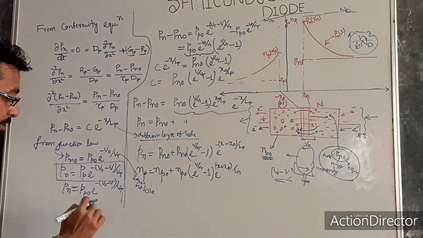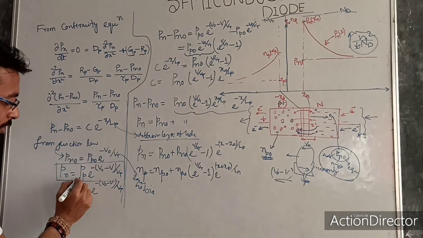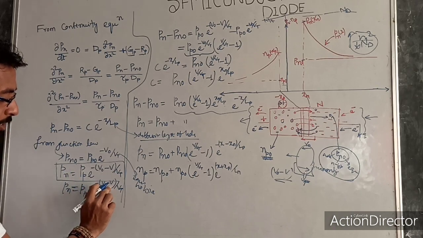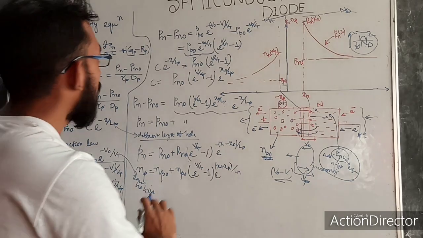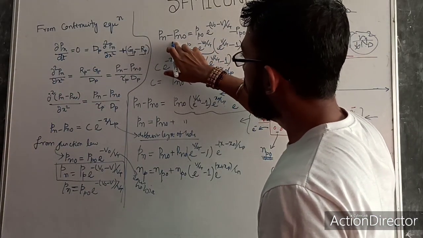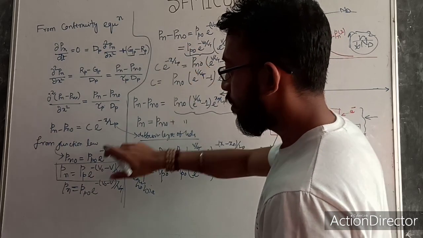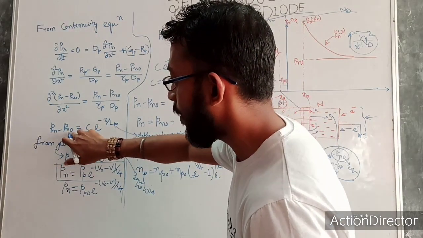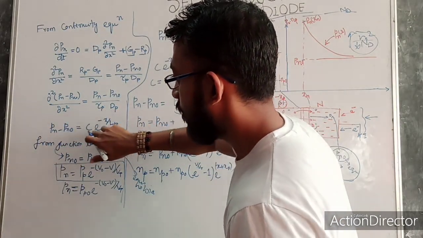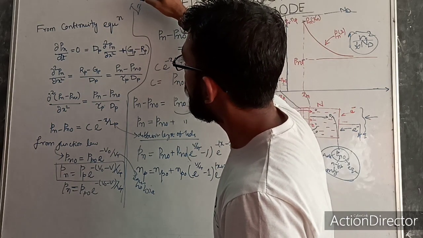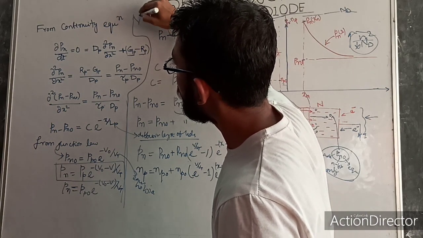At the junction, my pp is nothing but pp naught into e power minus (V naught minus V) upon Vt. Now come over here. From here I am writing pn minus pn naught. This is my pn and this is my pn naught. I have to find this pn minus pn naught. This is my equation actually. What do I need? I need a current.